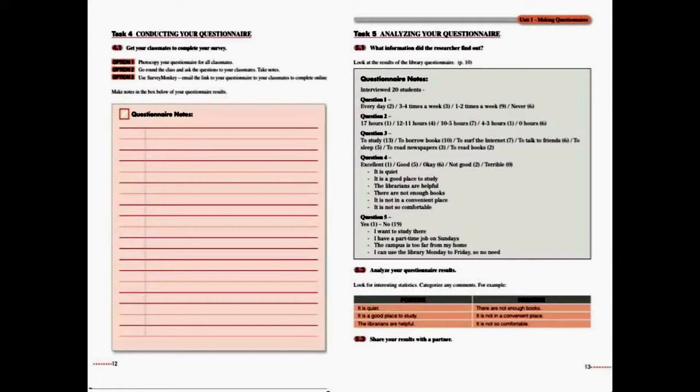Task 5 then provides a model analysis of the library questionnaire that was given to the students as an example on page 10. There are some results. They can read through the results and look at the analysis that the researcher has done and the results that he or she has found. For example, dividing into categories of positive and negative, the researcher here has found that the library is a quiet place, it's a good place to study, the librarians are helpful, but the negative parts are there aren't enough books, it's not a convenient place, and it's not so comfortable. So students then analyze the results of their questionnaires and share their results with a partner.